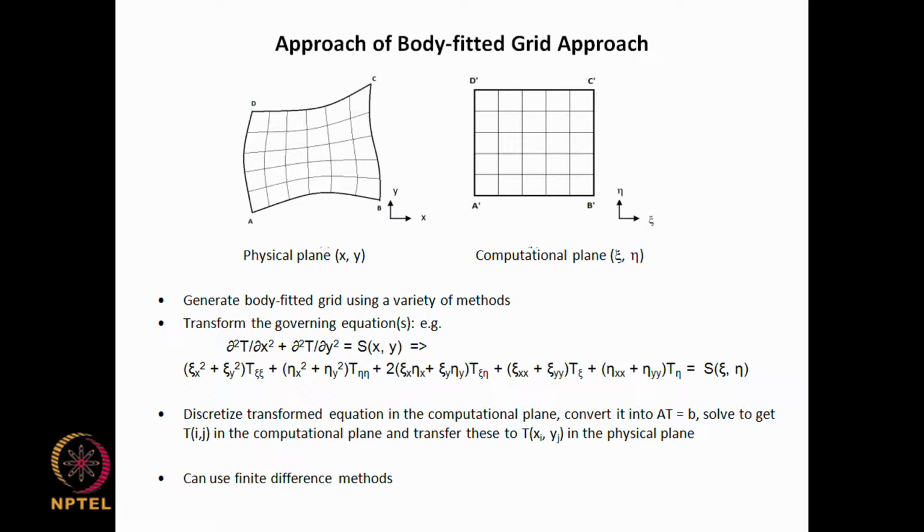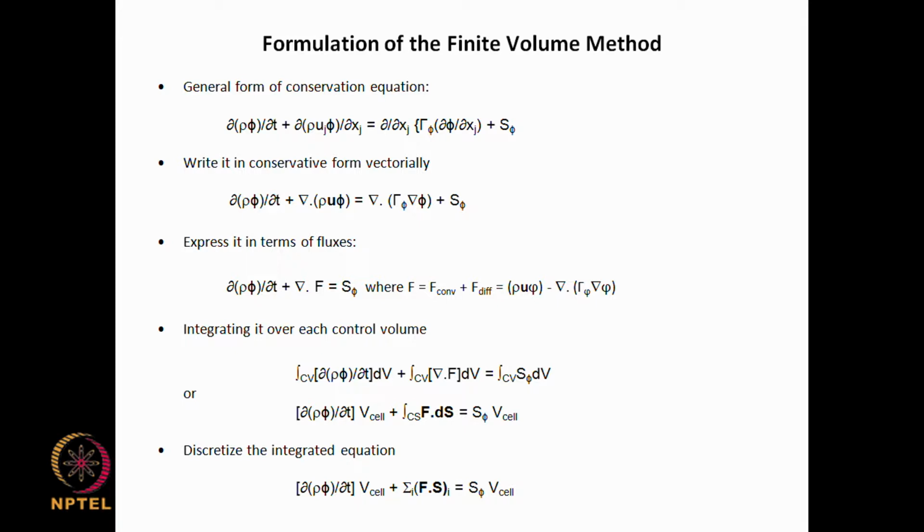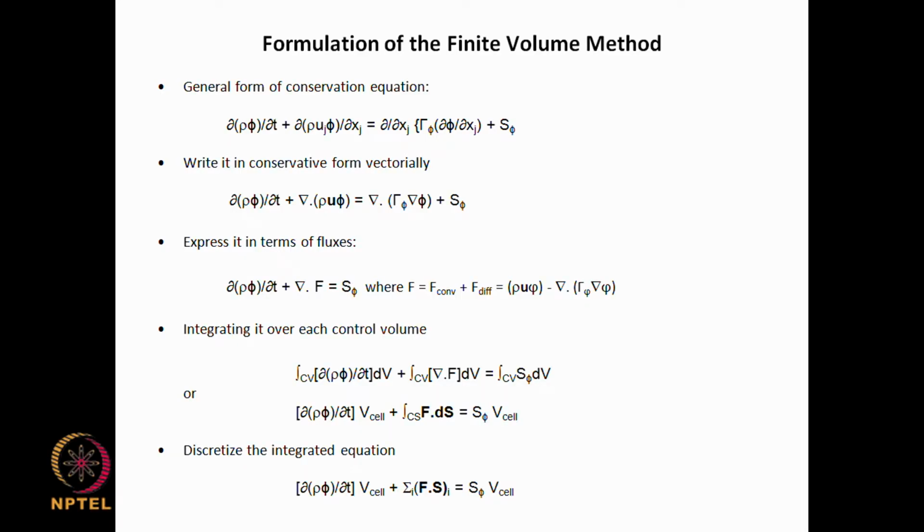Generation of the body fitted grid is not trivial, and that also will require some effort. We are taking a closer look at the other possibility, which is making use of the finite volume method and dealing with complicated geometry in the physical plane itself. The formulation was what we started discussing last time, and in this lecture we are going to look specifically at the formulation of the finite volume method for any geometry, especially an irregular geometry.